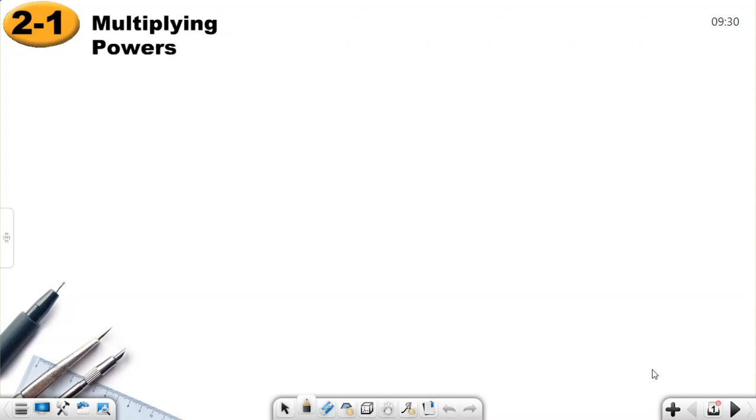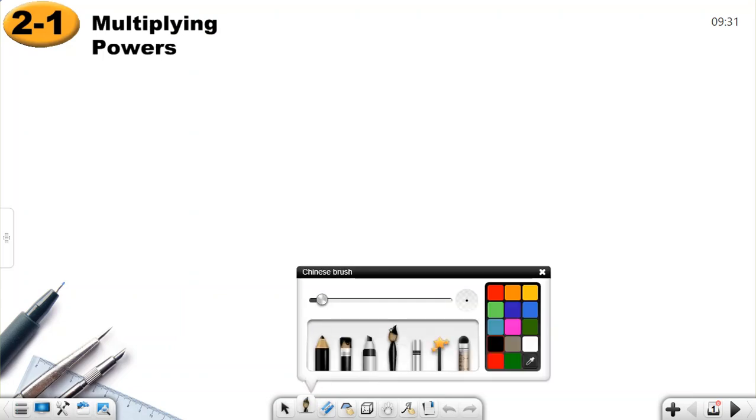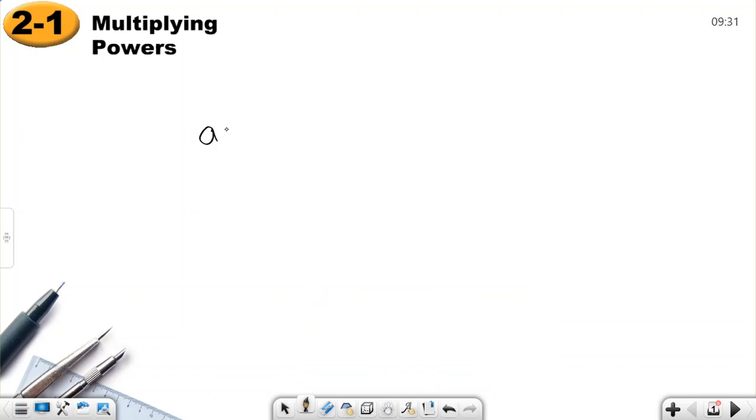Okay, in this video we are going to talk about multiplying powers and dividing powers. We will use these rules when we factorize or multiply algebraic expressions. Let's start with multiplying powers. If we have a common base, such as a to the power of m multiplied by a to the power of n, we need to add the powers: a to the power of m plus n.